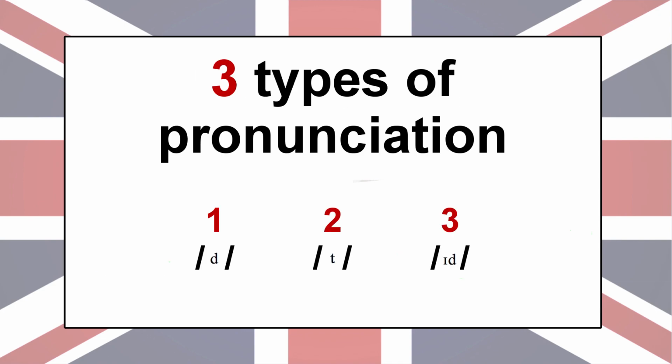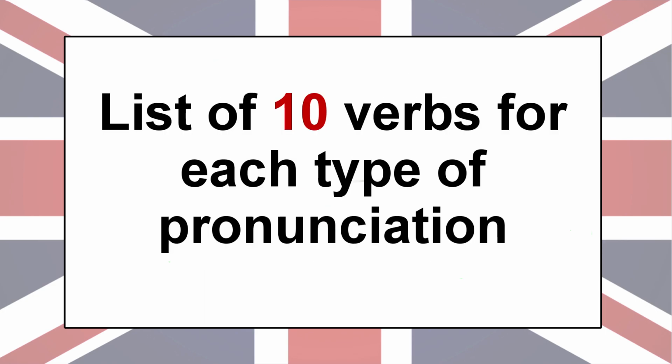Now that we have these three types of pronunciation, I will give you a list of 10 verbs for each type of pronunciation. I will say each verb twice so you can repeat after me, and hopefully this will give you a better idea of how to pronounce it correctly. Let's begin.